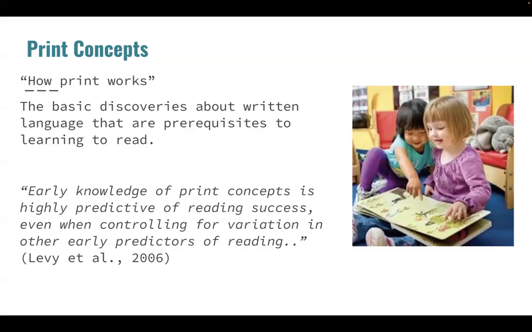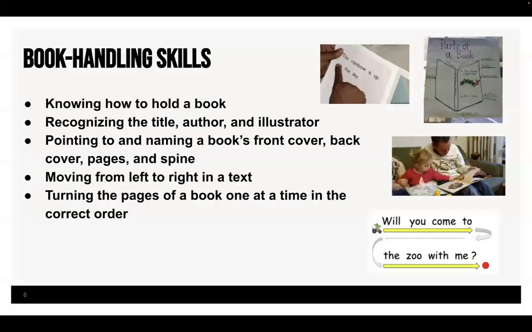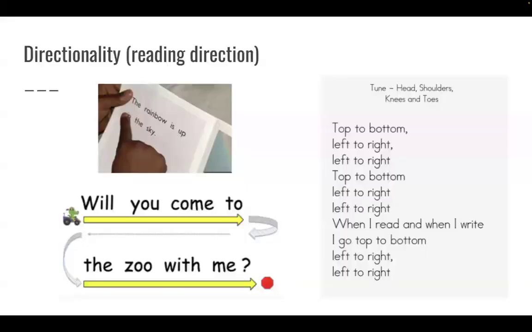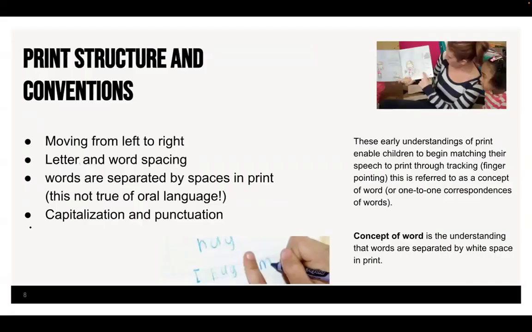We need to explicitly teach these print concepts, such as book handling skills, showing them how to hold a book correctly, pointing out that books have a title, an author, an illustrator, showing them the title of the book on the front cover, as well as other parts of the book, and explicitly teaching them reading directionality, left to right with a return sweep, not simply modeling it, which is important, tracking the words with our finger as we conduct a read aloud, but explicitly teaching them the reading direction.